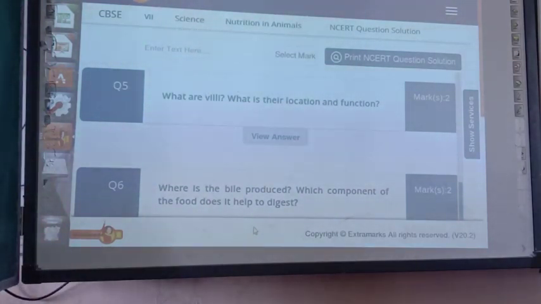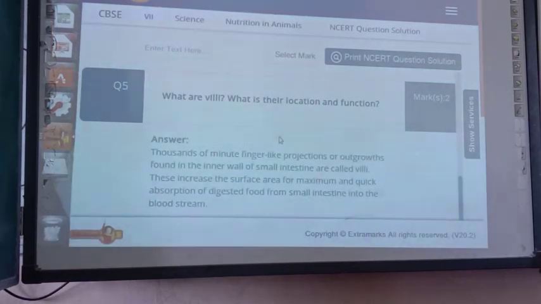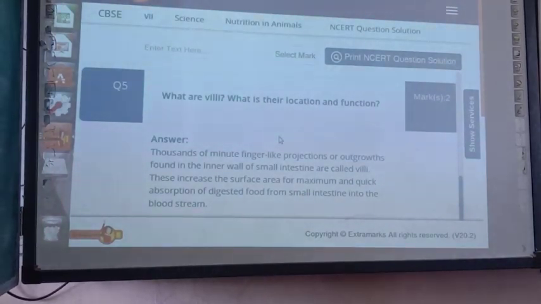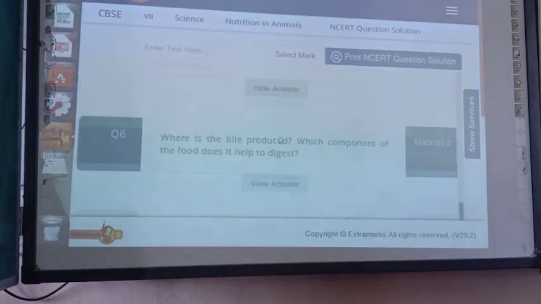Okay, you can view the answers also. Just see, this is the answer. Thousands of minute finger-like projections or outgrowths found in the inner wall of the small intestine are called villi. These increase the surface area for maximum and quick absorption of digested food from the small intestine into the bloodstream. So their function is also over. Now let us move to question number 6.